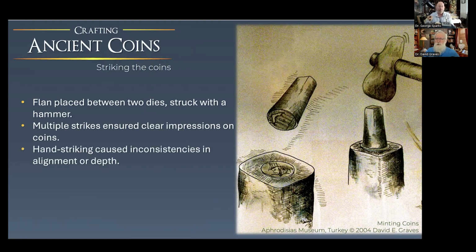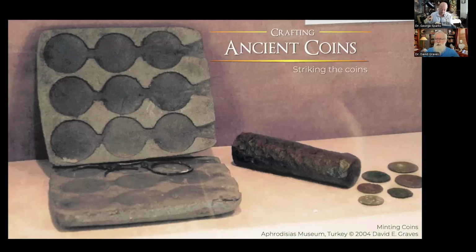Hand striking caused, as I said, inconsistencies in the alignment or the depth. That's why you find some coins looking a little better than others, because they're all hand done. And so the process limited production compared to modern methods. You've got a manufacturing system that speeds the process up in modern times. So here's one of the molds. You can see how it's open at the top right here, as you would put these two pieces together and bind them together, and then you would pour the liquid metal inside of it, and it would make the blanks.